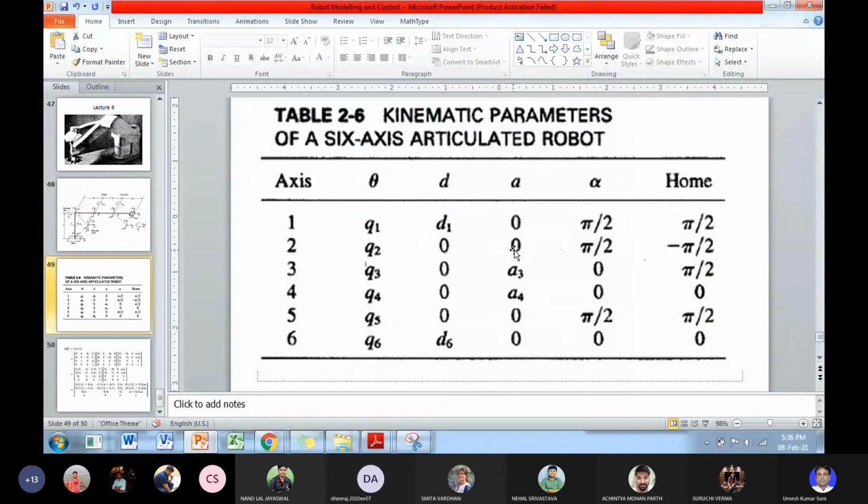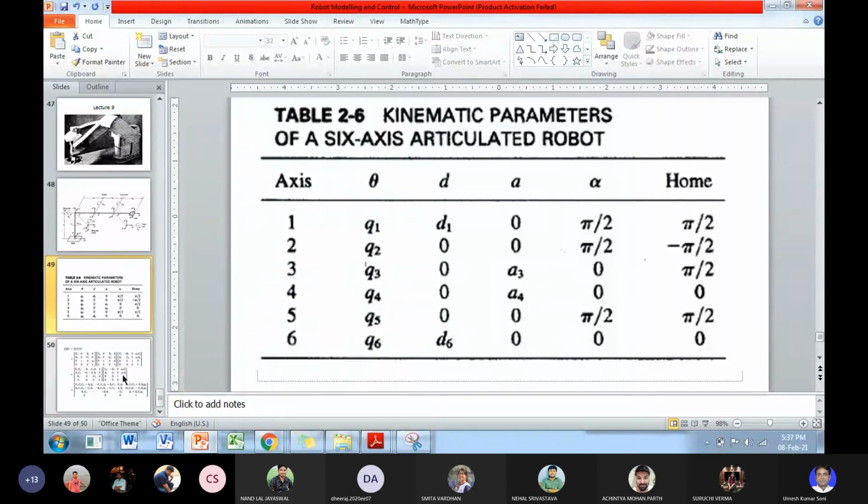A1, A2 equal to 0. There is no fixed length. There is variable length, so it is called D1. A2 equal to 0. A3, A4, and A3. A5 equal to 0, because two coordinate points are at the same place. So A5 is 0, and this is D6, that is the variable length of the tool pitch. Okay, so you can see the table.